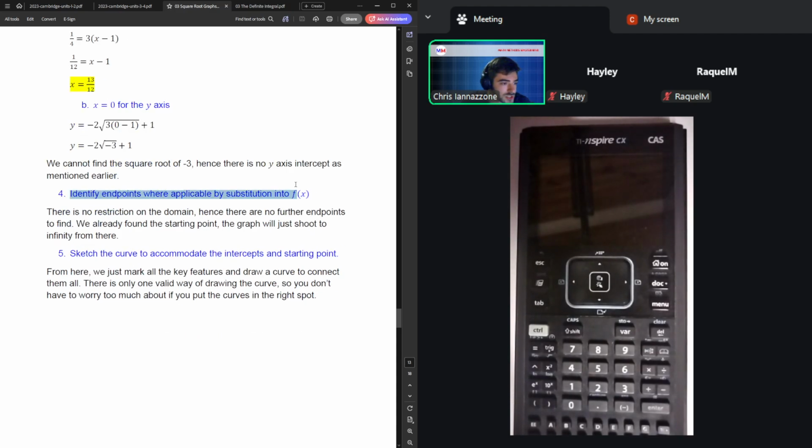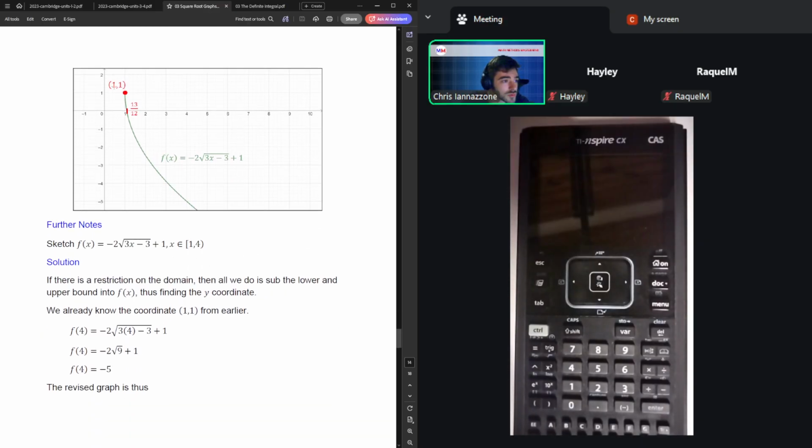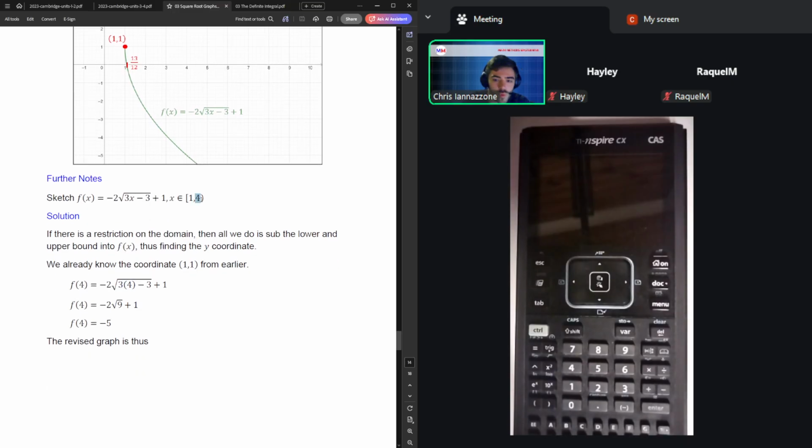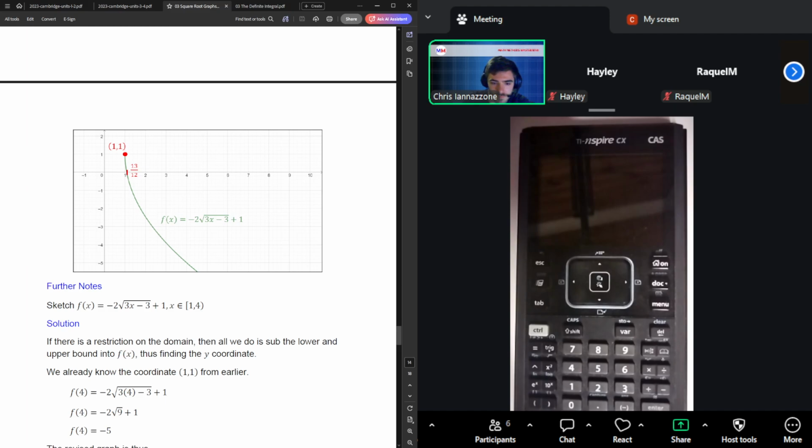If you have a domain restriction, you'll just simply find the endpoints by subbing those in to your function. Typically, you don't really have a domain restriction on these sort of things, or if you do, it won't be on the vertex. It'll be something like a little bit afterwards. So typically, you're only ever going to find one of those endpoints additionally. But yeah, so we found our x-intercept was going to be that, found our vertex, and just knowing those two things is enough to already draw the curve. Any questions about that one so far?